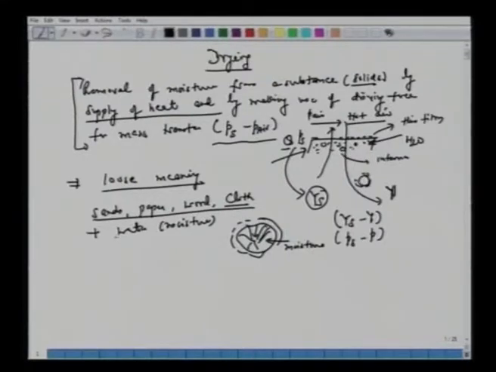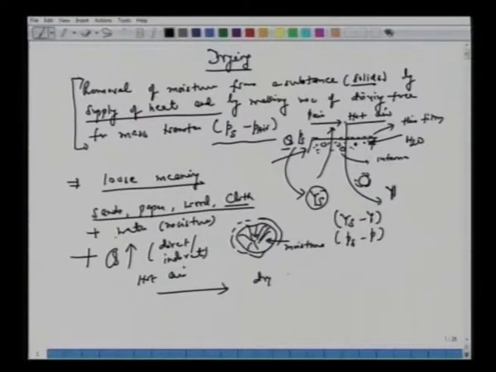So both types of moisture are soaked in, and now we want to remove it, so we supply some heat. This could be direct, this could be indirect, so we'll discuss this. The most common is that you bring some hot air and then remove the moisture to make this dry solid.